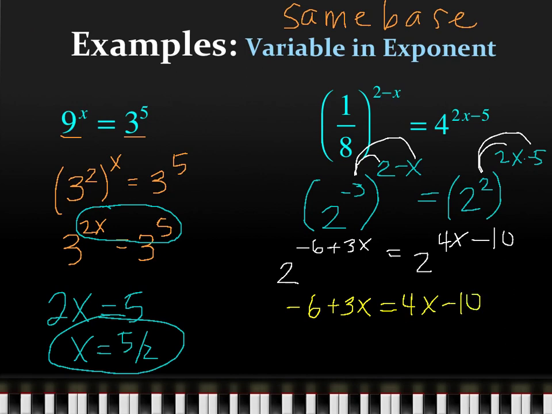If I move these around a little bit, add 10 to both sides, I end up with 4 equals, and if I subtract 3 from both sides, we get our x, and we're all set.